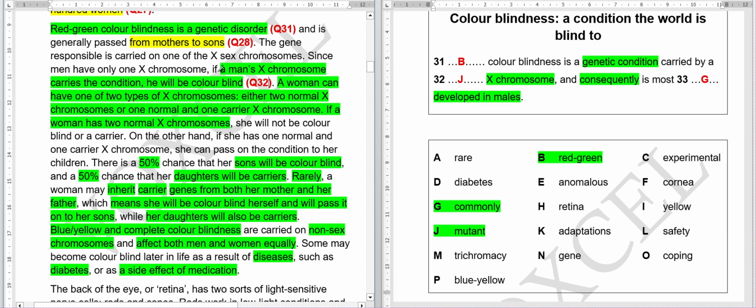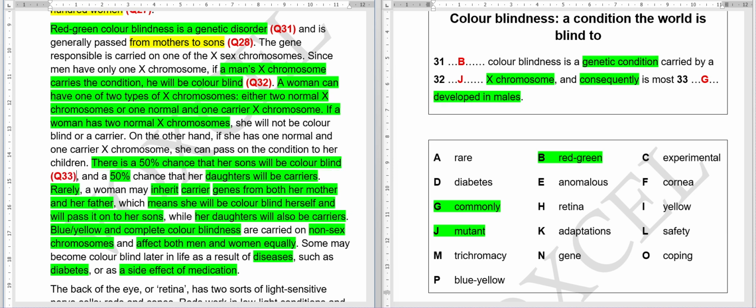Clear? From reading from here to here, you will be able to easily understand. You can say there is a 50% chance, and you can get this from here also. There is a 50% chance the son will be color blind, and a 50% chance the daughter will be a carrier, not color blind. So from here also you can easily justify your answer. That's question number 33. I hope it is clear.